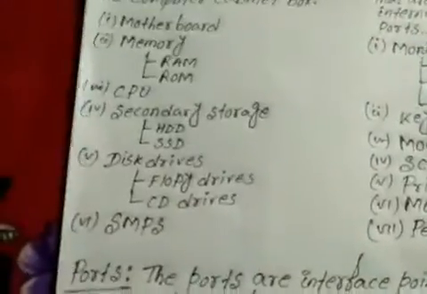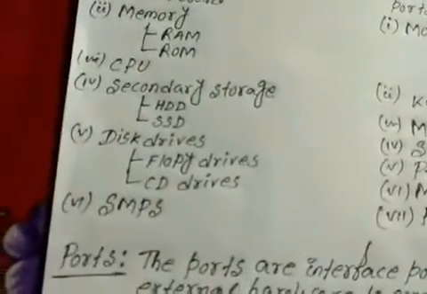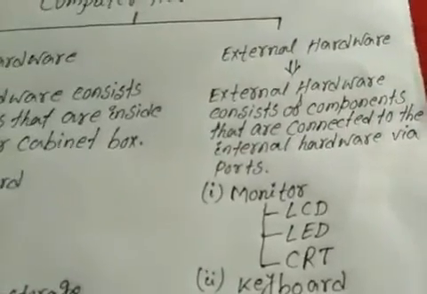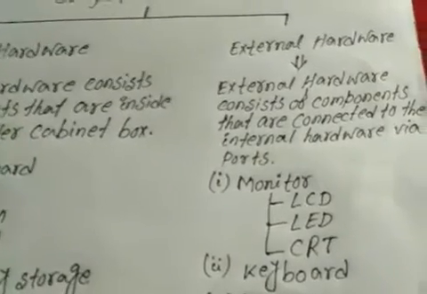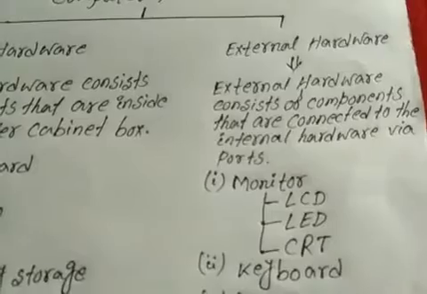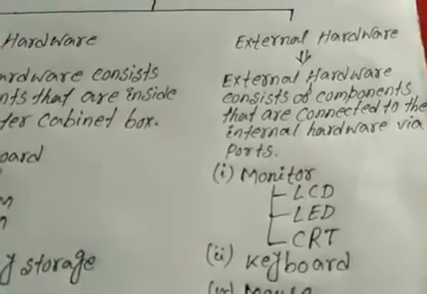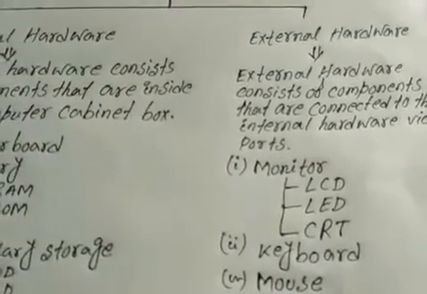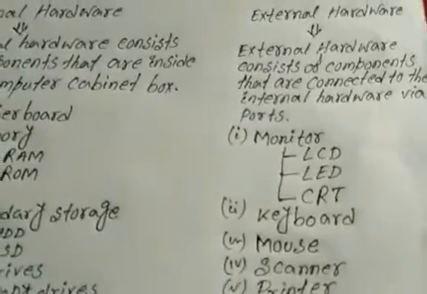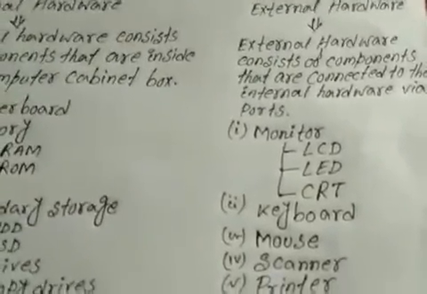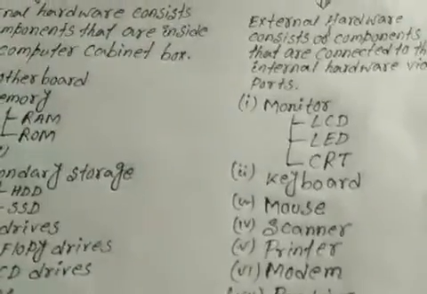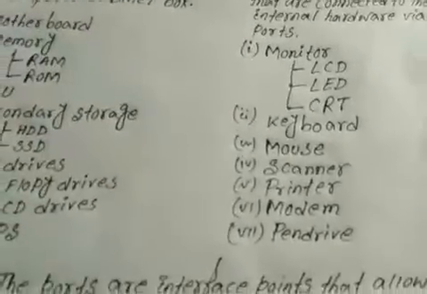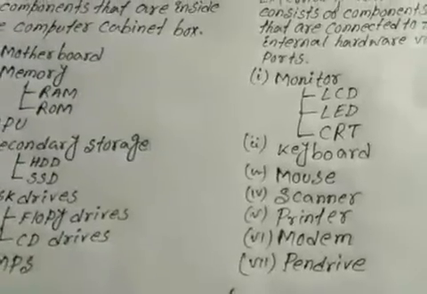Then the external hardware will be discussed. External hardware consists of components that are connected to the internal hardware via ports. The external hardware are monitor, keyboard, mouse, scanner, printer, modem, pen drive, etc.